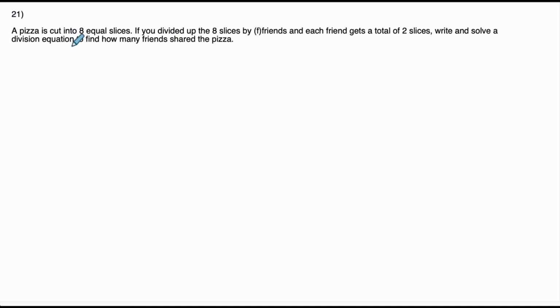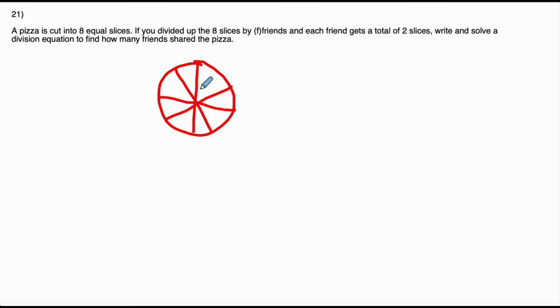We've got 2 more to look at, 21 and 22. A pizza is cut into 8 equal slices. So we've got ourselves a pizza. Yum. There's 8 slices. We're going to pretend that I'm a good artist and that they're all equal. If you divided up the 8 slices into friends, each friend gets 2 total slices. Write and solve a division equation. So we're going to be dividing in this to find out how many friends shared the pizza.